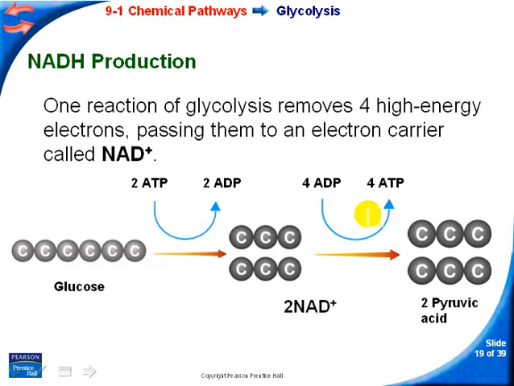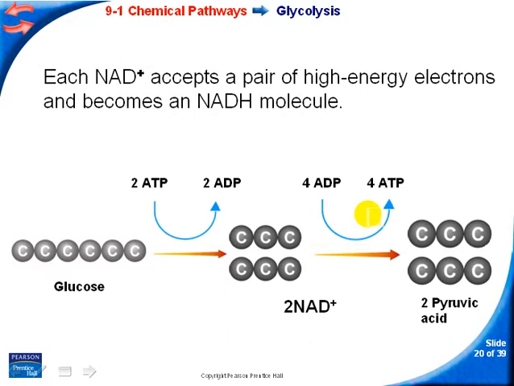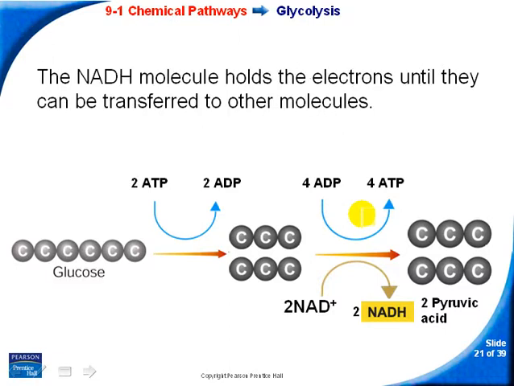And we also, from that, have 4 high-energy electrons passed on to electron carriers called NAD+, which makes them NADH. So now we have 2 NADH molecules, each with 2 high-energy electrons. And we know that high-energy electrons are essentially the equivalent of having energy. So we've gained 2 ATP and 2 NADH molecules as a result of this process.